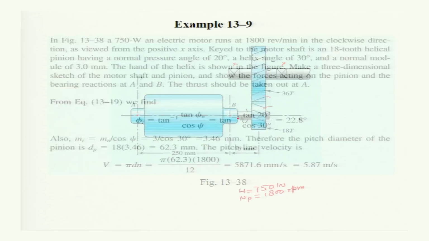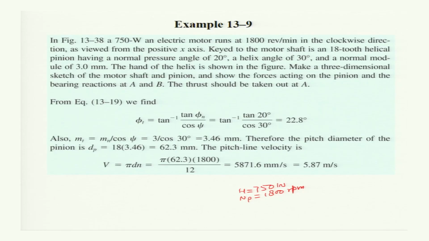Keyed to the motor shaft is an 18-tooth helical pinion having a normal pressure angle of 20 degrees. So, the number of teeth on the pinion, ZP, is 18, the normal pressure angle, phi n, is 20 degrees, and the helix angle, psi, is 30 degrees, and a normal module Mn of 3 mm. The hand of the helix is shown in the figure.